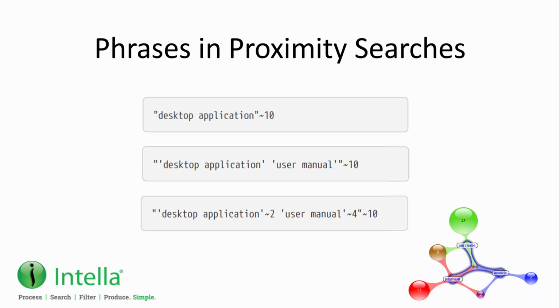We have added support for nesting phrase and proximity queries. Up until now, phrases could not be used in proximity searches. We have an article on our forum which showed workarounds for this limitation. However, this functionality is now added in version 2.5. This allows the user to search for one phrase within a maximum distance of another phrase.